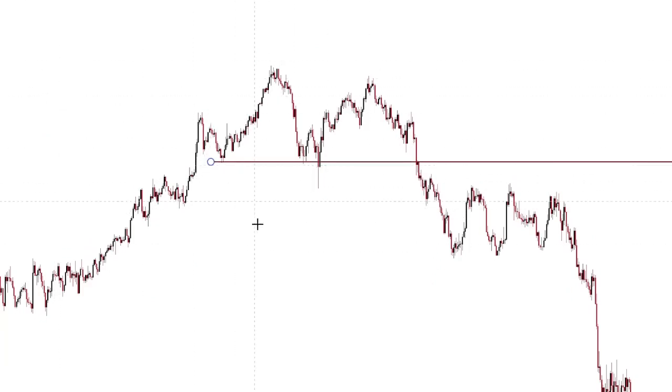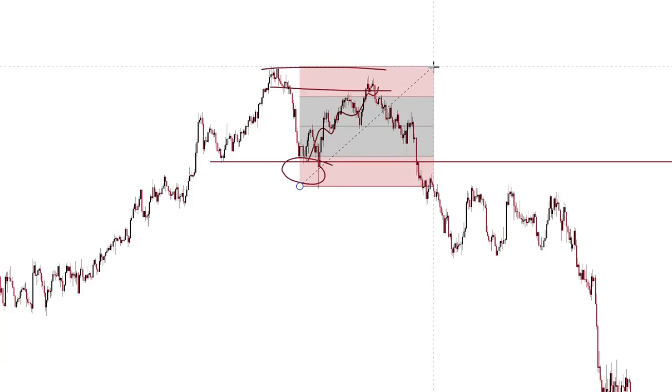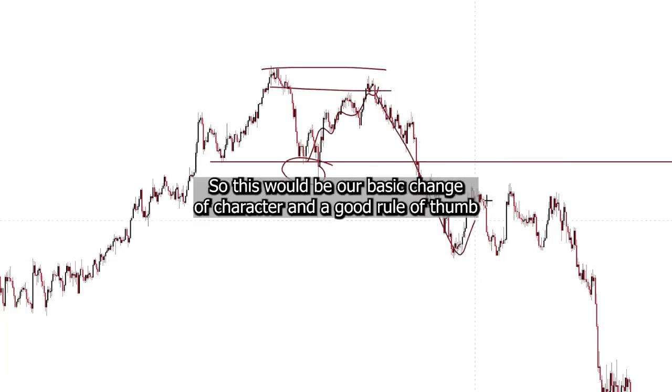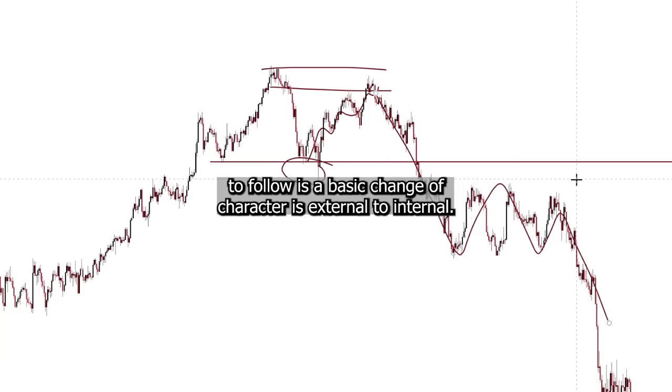As you can see here, price broke structure, taking out all the sellers. And then once price took the sellers out, price came back to an extreme level and rejected from the extreme, which obviously, breaking it into four, our top quarter right here is our extreme. And price rejects from the extreme to change character. So this would be our basic change of character. And a good rule of thumb to follow is a basic change of character is external to internal.